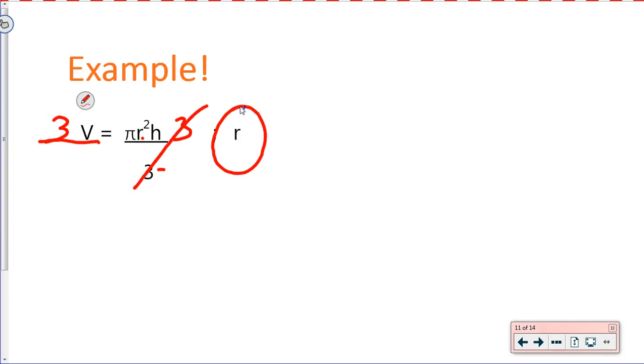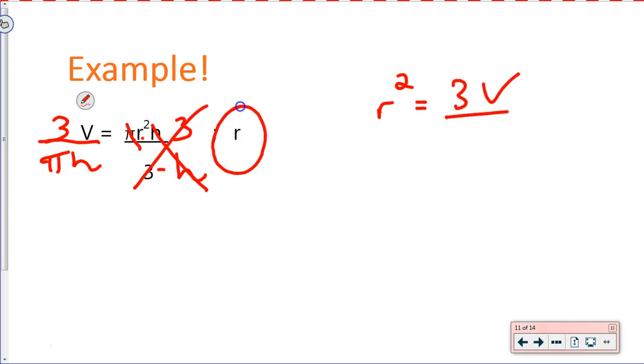R is still not by himself. He's got an h there. We want to get rid of this riffraff, so we put an h on the bottom. They cancel out, but I do it to the other side, and I do the same thing to the pi. Now, at the moment, we have a formula that I'm going to rewrite to make it neater. R squared is 3V over pi h.